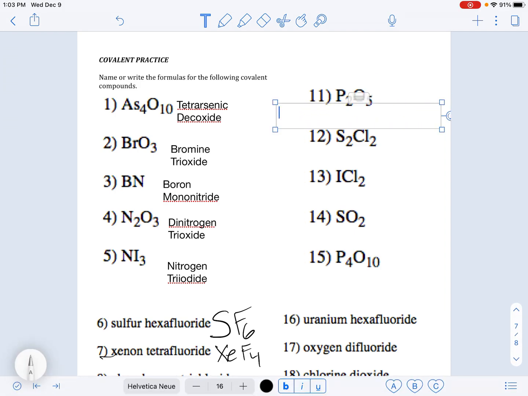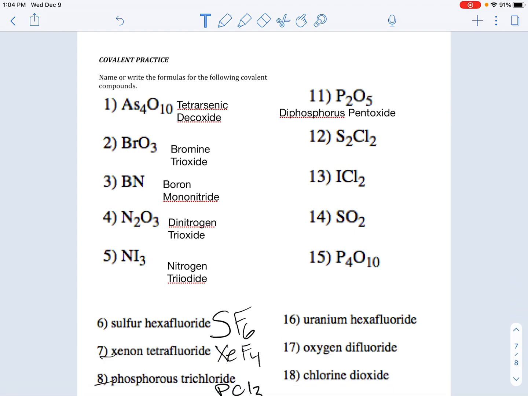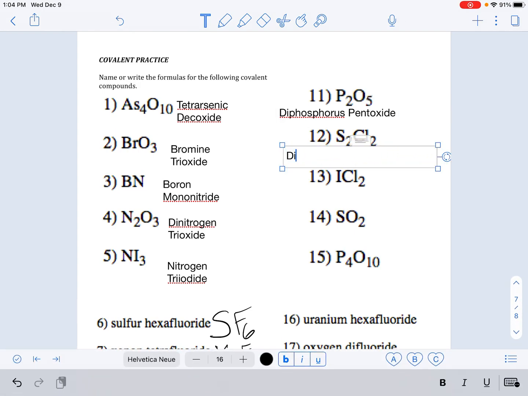So we'll see. Here I have diphosphorus. I have 5, that's pentaoxide, pentoxide. If you wrote pentaoxide, I wouldn't be mad. Here it's disulfur because I got 2 S's. Then 2 chlorines is dichloride. Not dischloride, but dichloride.